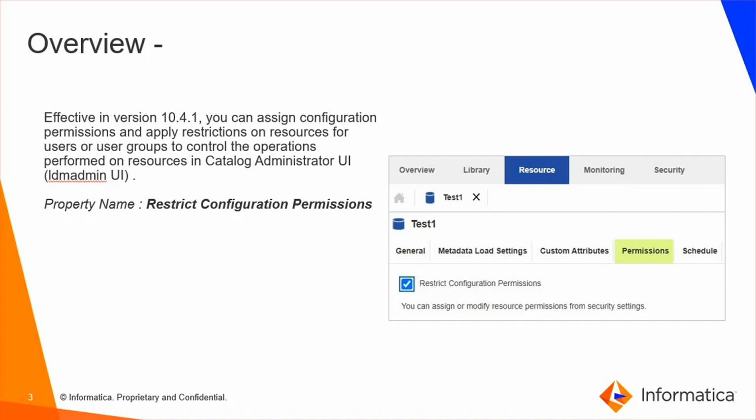Effective in version 10.4.1, you can assign configuration permissions and apply restrictions on resources for users and user groups to control the operations performed on resources in the Catalog Administrator UI. To enable the configuration permissions for a resource, enable the Restrict Configuration Permissions property in the Permissions tab of the resource.